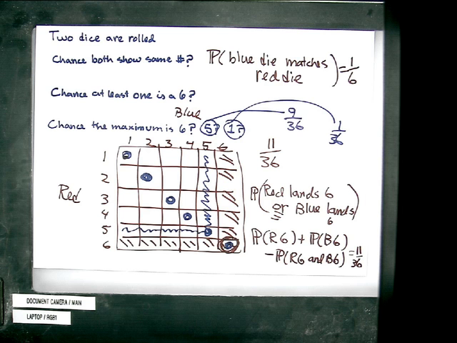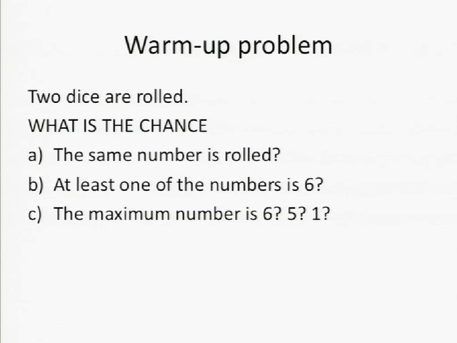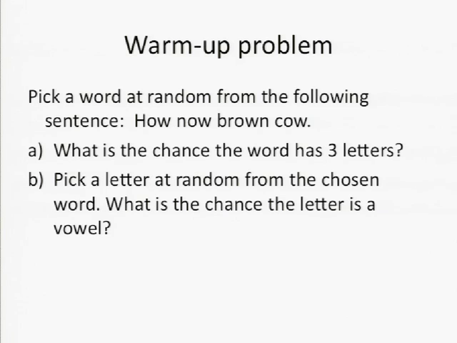All right, next question. Pick a word at random from the following sentence: How, now, brown cow. What's the chance the word has 3 letters? That's the first question. The second says, okay, given the word you've chosen, pick a letter at random from the chosen word. What's the chance the letter is a vowel?